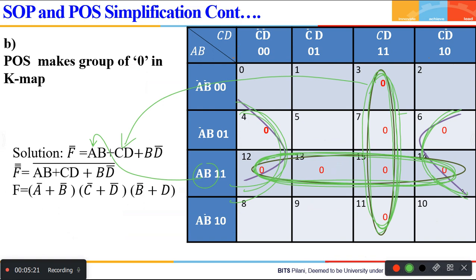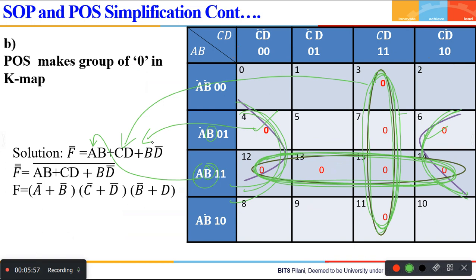So what is common between these two? B, right? What is common between this and this? D bar. It is BD bar. So this is going to be BD bar. Now, see here, this is still in the sum of products form. So what you do is, now you take the complement of that. So now, what exactly is this?